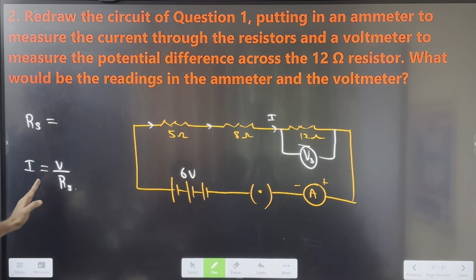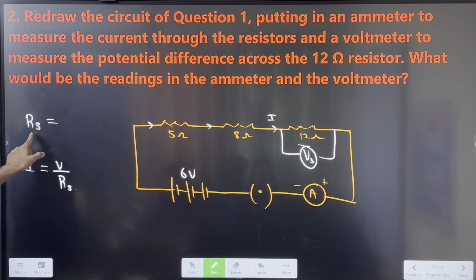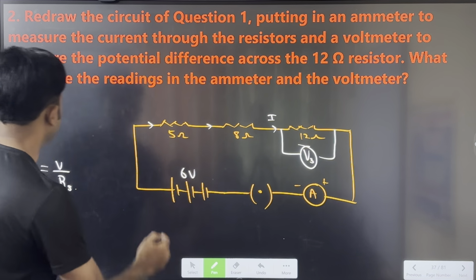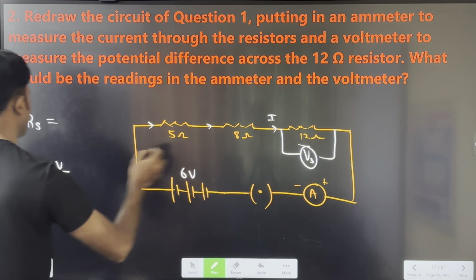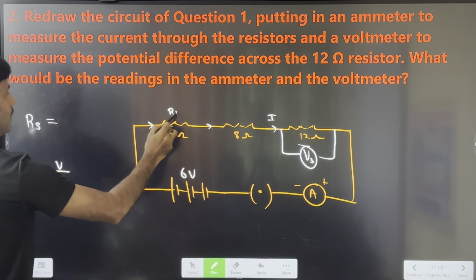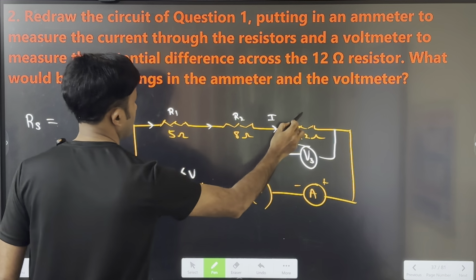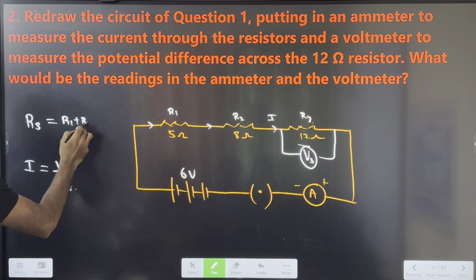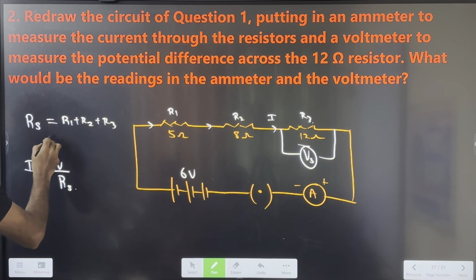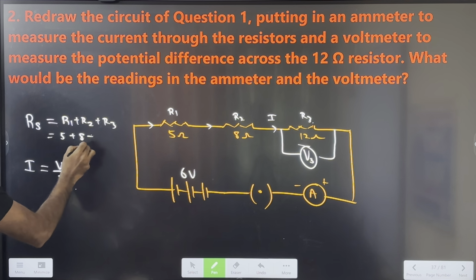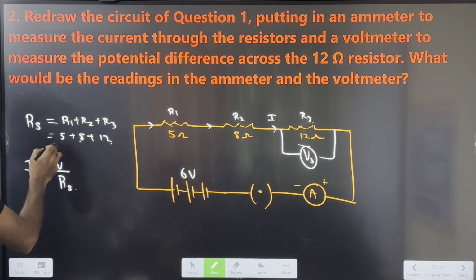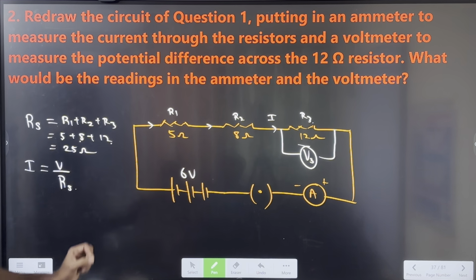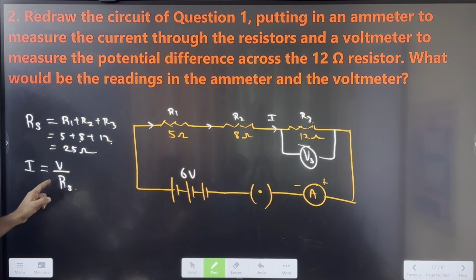Just follow this formula. Total resistance is equal to the sum of all individual resistances, that is R1 plus R2 plus R3. Let us say this is R1, this is R2 and this is R3. Then RS equal to R1 plus R2 plus R3. How much is it? 5 plus 8 plus 12. 12 plus 8 is 20, 20 plus 5 is 25 ohm. The total resistance value is 25. Find the current value now.